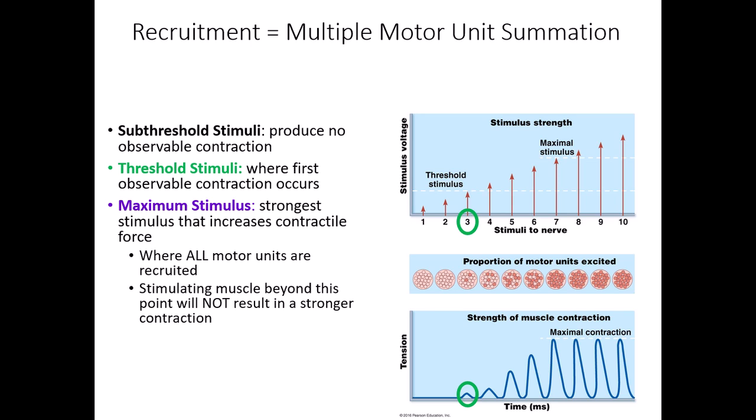So threshold is what we need to show a visible contraction to get some motor units active. Subthreshold means anything below that stimulus voltage, nothing's going to happen. Maximal stimulus is the strongest stimulus that will yield contractile force. Beyond that, nothing new is going to happen.